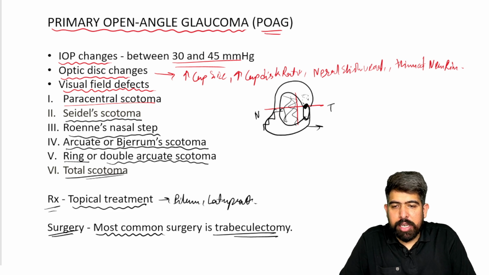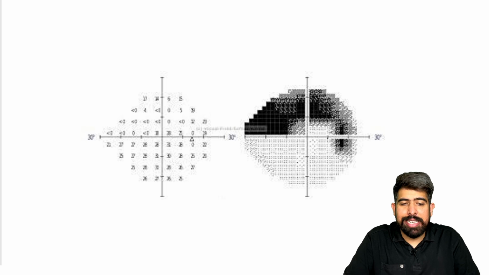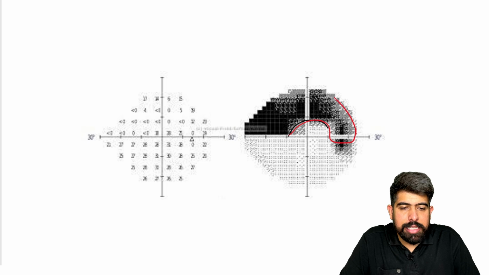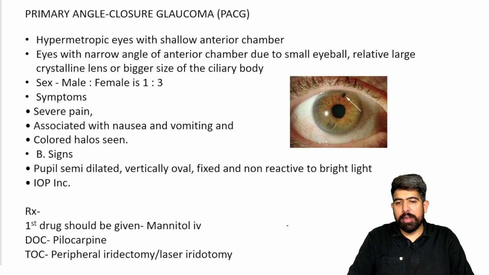I'm showing you the perimetry report. From perimetry we get the visual field. You can see this kind of visual field loss. This is your arcuate scotoma. One arc is seen there.